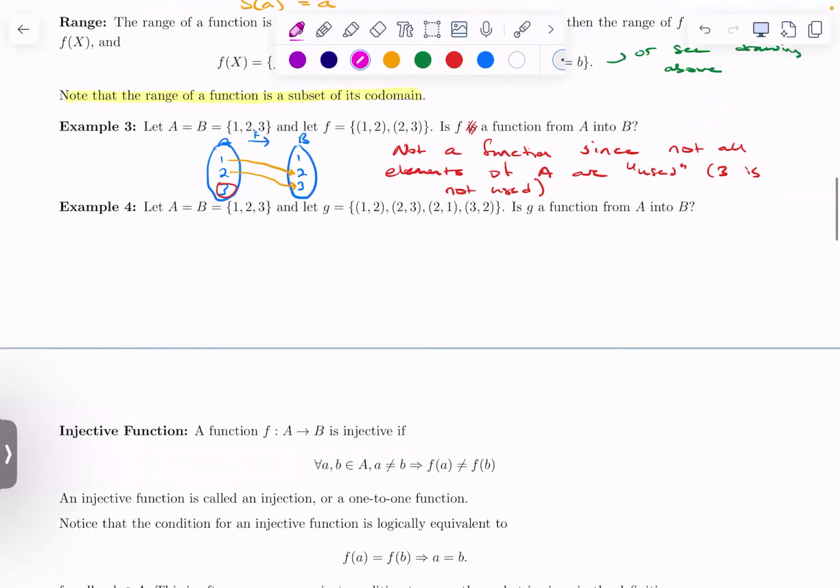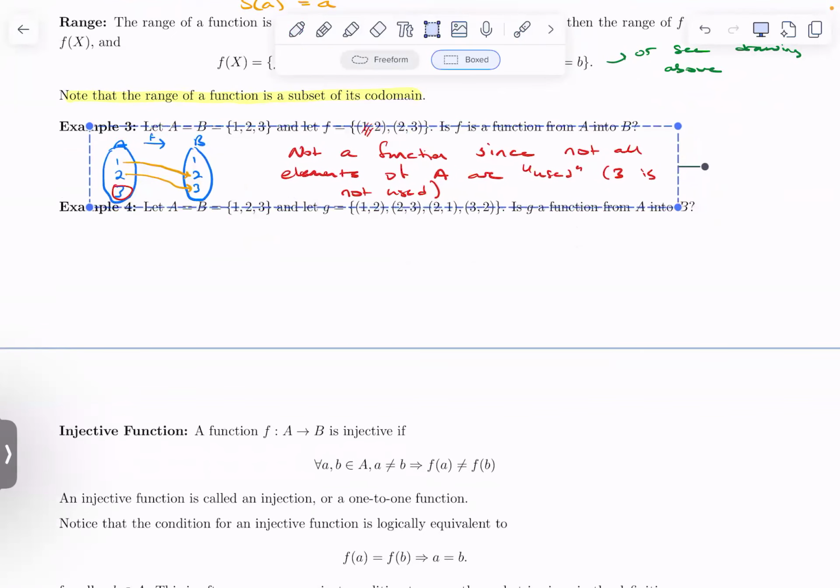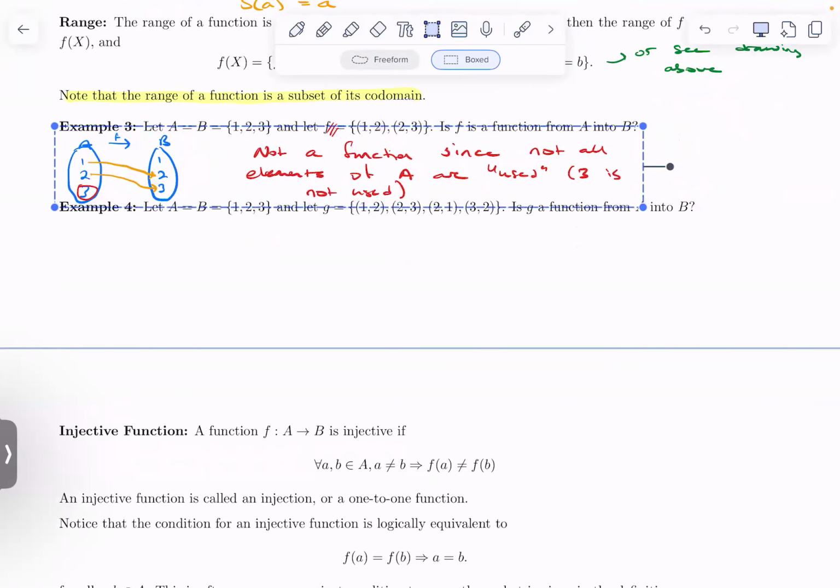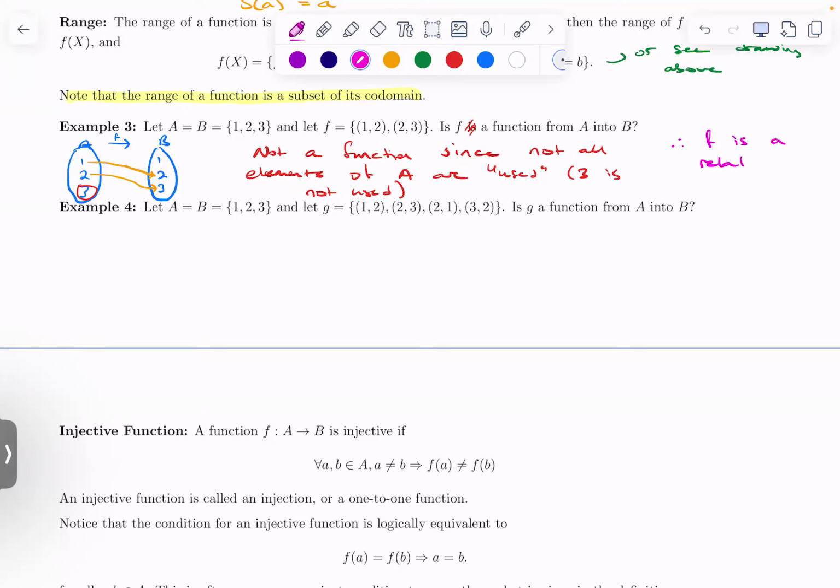Where can I put that here? Can I scoot this all over? Besides my edit. I edited it. There. Therefore, F is a relation, but not a function. There'll always be relations, right? Not necessarily functions.